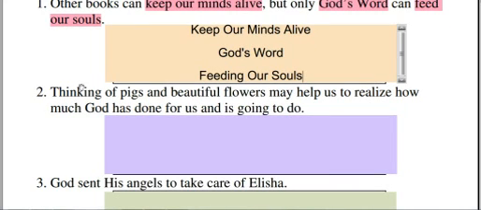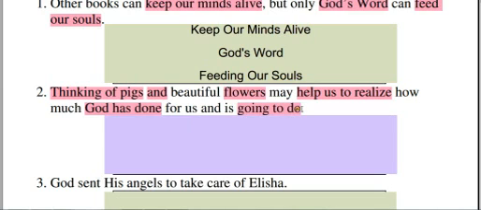On this next one, thinking of pigs and beautiful flowers may help us to realize how much God has done for us and is going to do. So go ahead and underline something like, we can say thinking of pigs and flowers. Maybe help us to realize. God has done. We could also say God is going to do.